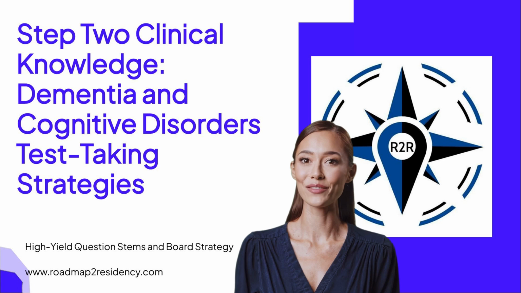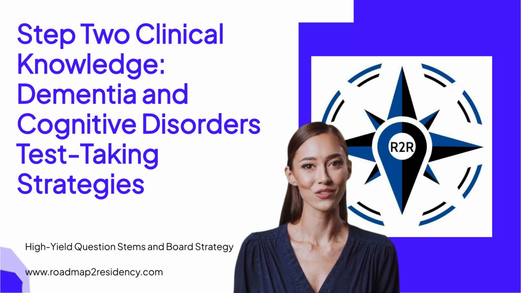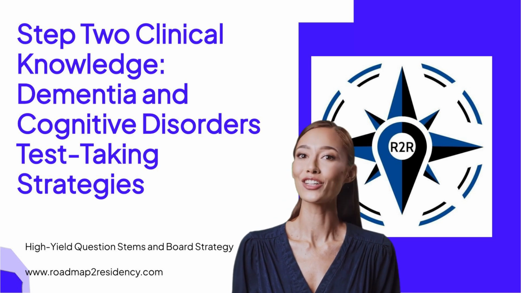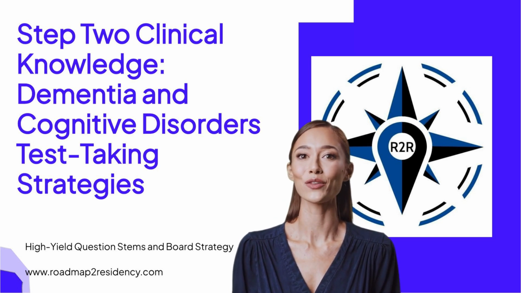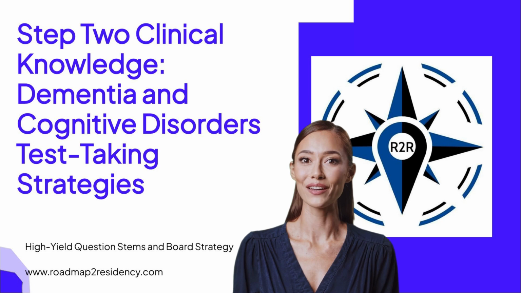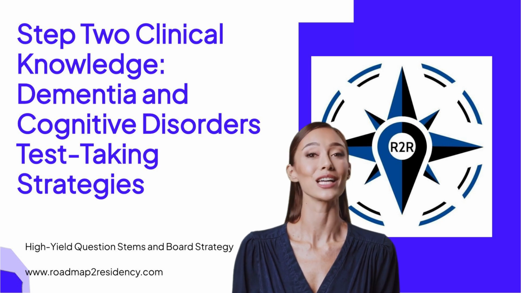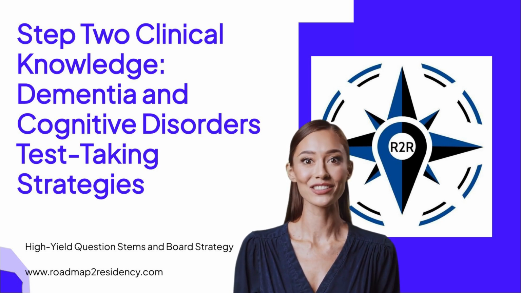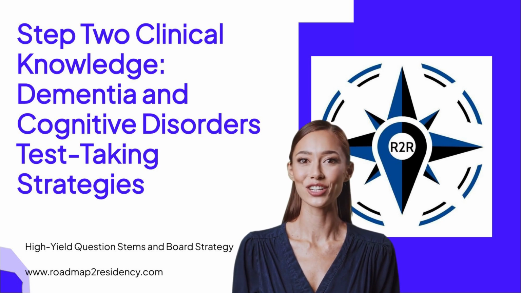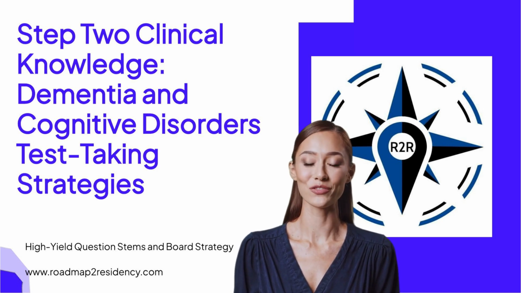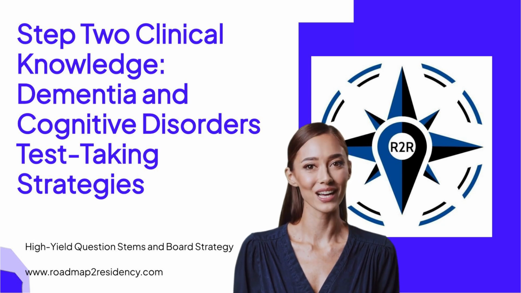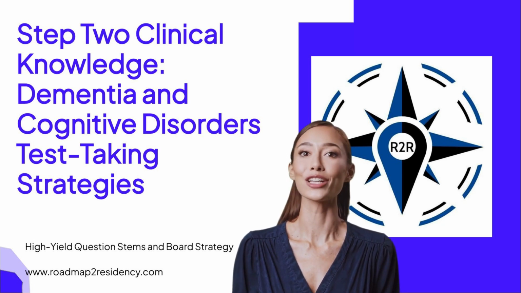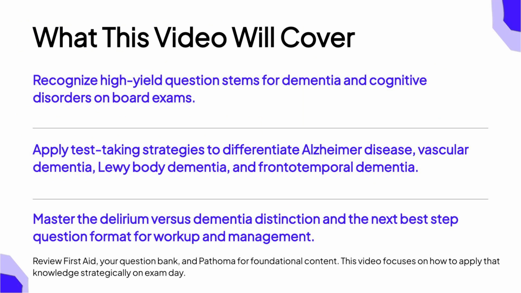We are going to break down the most common question patterns you will see on your board exam for dementia, delirium, and cognitive decline, and teach you strategies to pick the right answer quickly and confidently. Remember, the goal here is not to reteach the entire topic, but to help you recognize the patterns and apply test-taking strategies. Make sure you have reviewed the neurology and psychiatry sections of first aid and your question bank before or alongside this video. Here is what we are going to cover today.